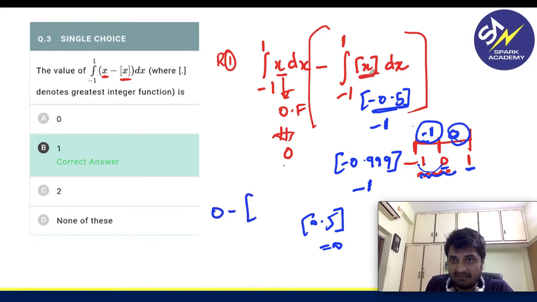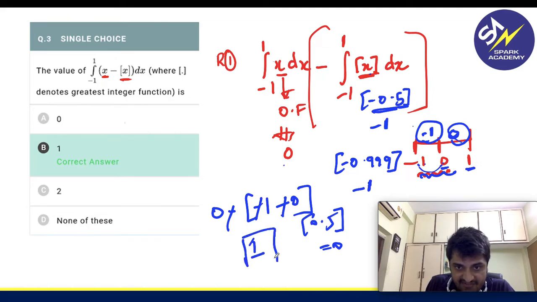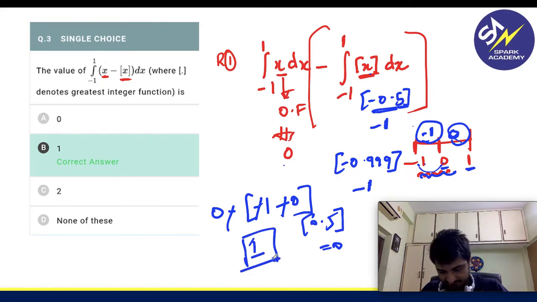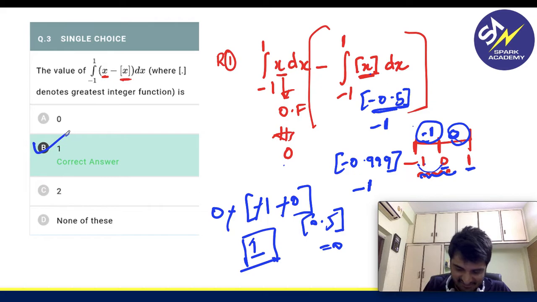Minus of, I'm getting what here? Minus 1 minus 0 I'm getting. So minus minus will get cancelled. We are getting the answer as plus 1. Very simple, very easy question, guys.